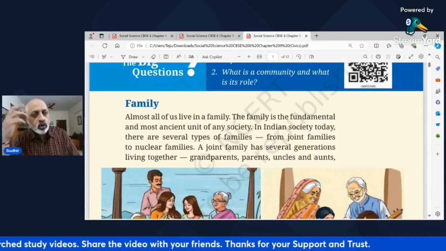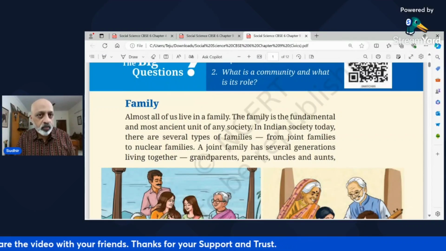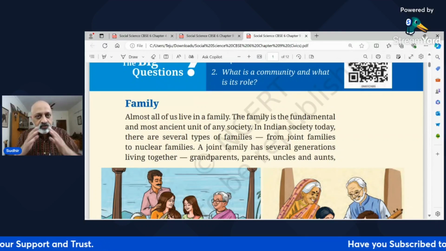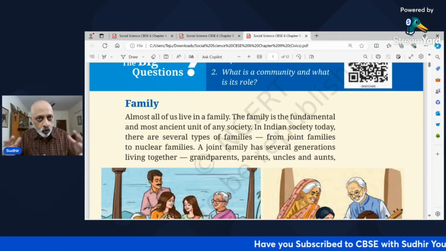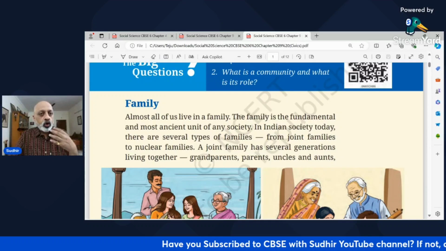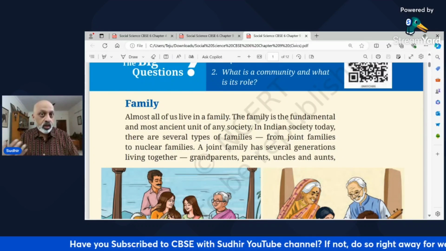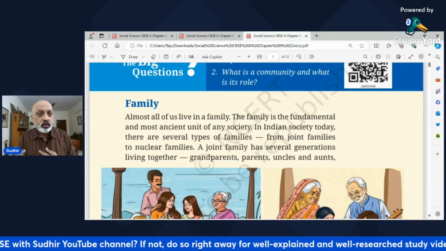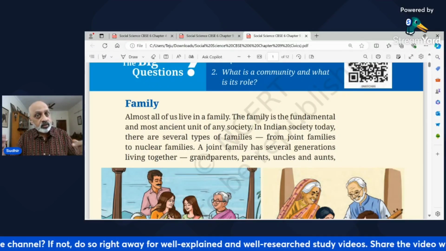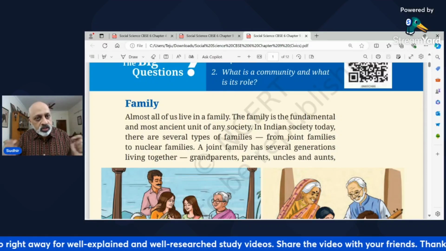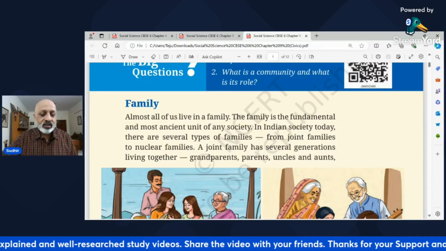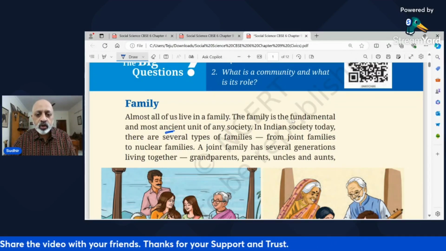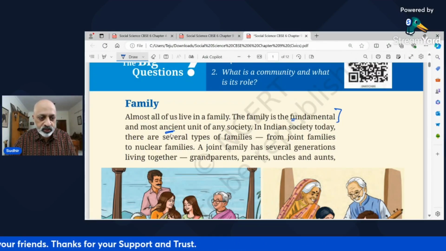Now, all of us, obviously, live in a family. We all live in a family. And the family is seen, when you look at society in general, as a group of people who live together because they have blood relations between themselves: the father and the child, the mother and the child, the husband and the wife, the brother and the sister, the grandmother and the grandchild. So this is understood as the fundamental and the most ancient unit of any society. So these two words are important.